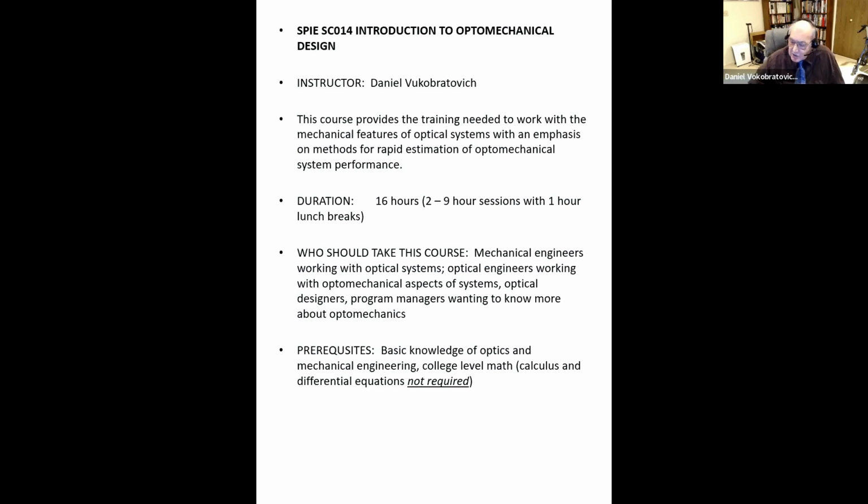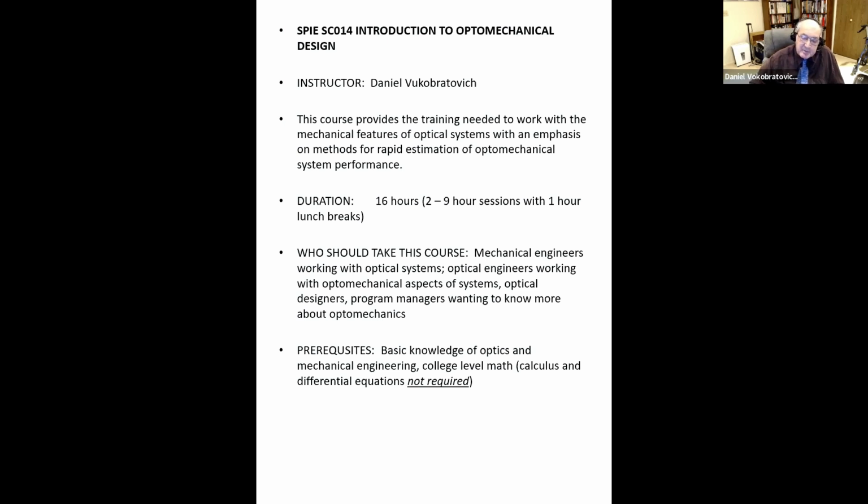Who should be taking this course? Well, if you're a mechanical engineer and you're going to be working with optical systems, you need this course. If you're an optical engineer, you need this course. An optical designer needs this course. Believe it or not, somebody has to wrap metal around those wonderful lens designs you come up with. And program managers may want to take this course to understand a little bit more about what's going on from the standpoint of optomechanics.